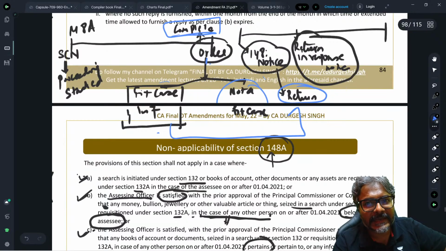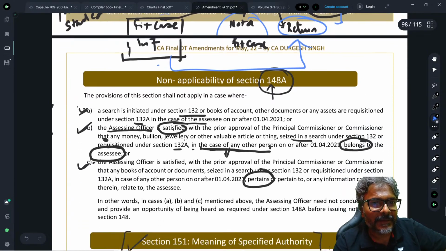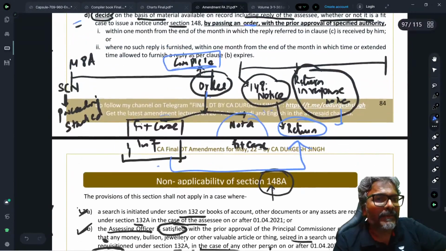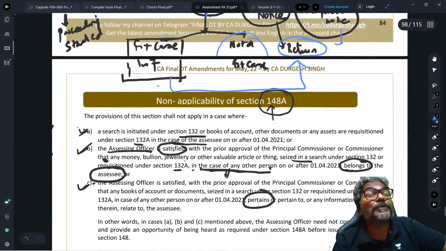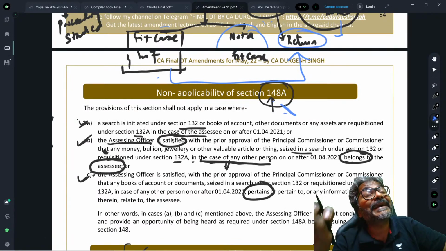If it is a fit case, then he will give a notice under 148, and thereafter the return has to be filed in response to the same. Now 148, this is important. When does the AO not need to undertake this step, when the proceedings before proceedings are not required? When the proceedings before the proceedings are not required, which means when you can directly start 147 by issuing notice under 148.